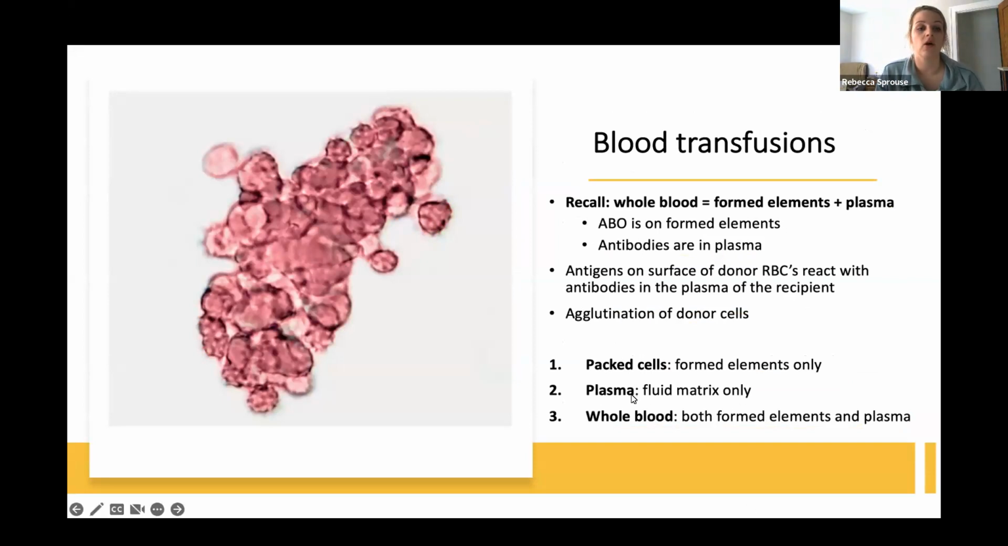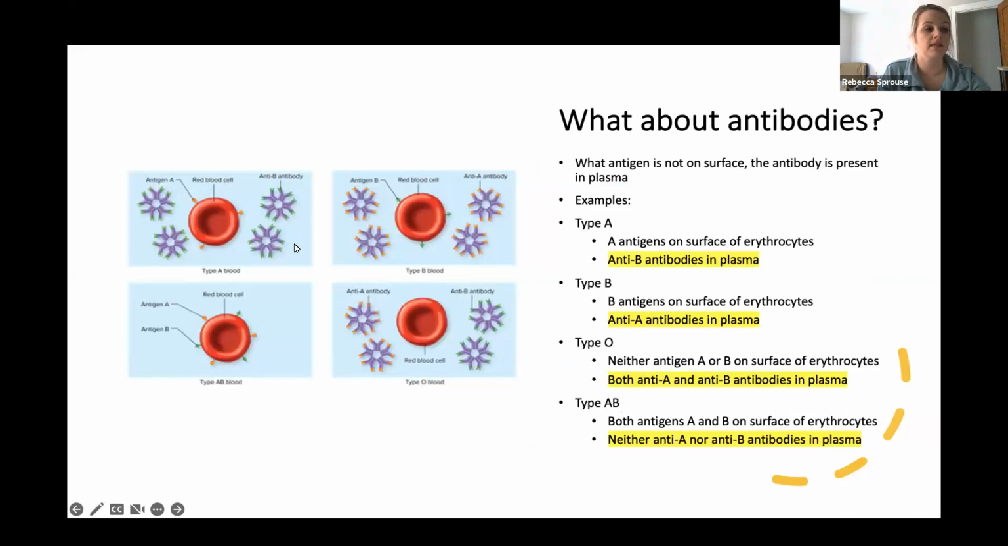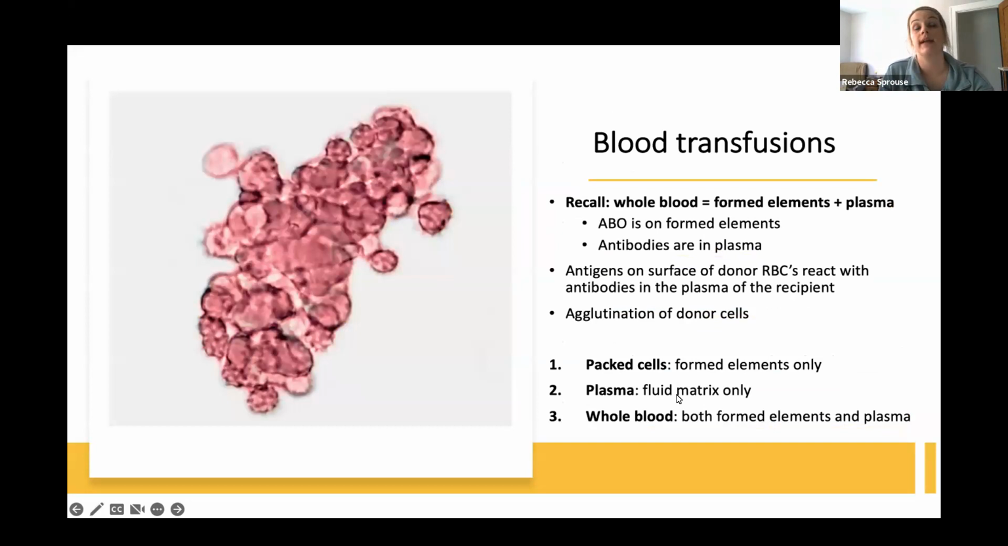Plasma donation. We are only donating the fluid matrix, which means we are only donating the antibodies. Okay, now when would that be beneficial? Well, right now with COVID, people's COVID antibodies in their plasma are being transfused into individuals for research and things like that. But also, if we need to up the proteins in somebody's blood, or their plasma volume, or some type of dissolved ion in that plasma is low, then we can give a plasma transfusion, assuming that their red blood cells are fine.